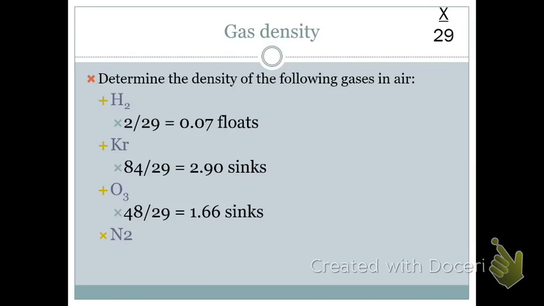And go ahead and do nitrogen, and press play when you're ready to check. Nitrogen has a molar mass of 28. Divided by 29 is 0.97. So nitrogen is also going to float in air. But look how close nitrogen is to a standard of 1. So nitrogen is going to float, but it's so close to having been just hanging suspended in the air. So these are what we call our gas densities.